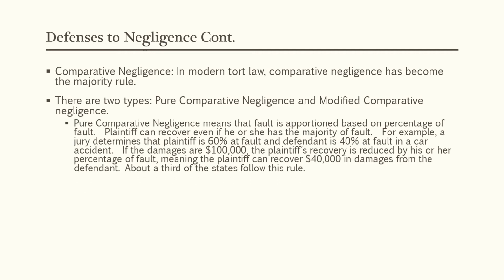There are 2 types: pure comparative negligence and modified comparative negligence. Pure comparative negligence means that fault is apportioned purely based on a percentage of fault. So a plaintiff can recover even if he or she has the majority of fault in an accident. For example, a jury determines that a plaintiff is 60% at fault and a defendant is 40% at fault in a car accident. If the plaintiff suffers damages of $100,000, the plaintiff's recovery is reduced by his or her percentage of fault, meaning the plaintiff can recover $40,000 in damages from the defendant. Only about a third of the states follow this rule.